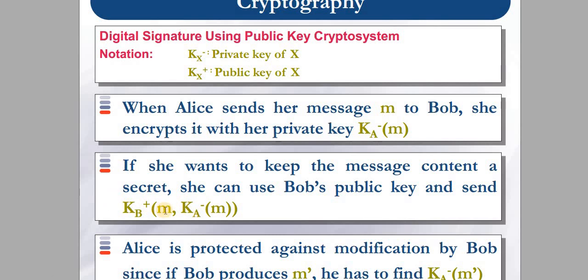So we are encrypting both the message content and the signature, which is the encryption of the message M using Alice's private key. Alice is protected against modification by Bob, since if Bob produces M prime, another message, he has to find the private key of Alice in order to produce a deceiving signature. So he can't create another message and produce a false signature because he doesn't have her private key.